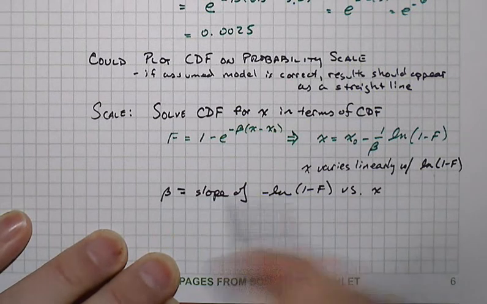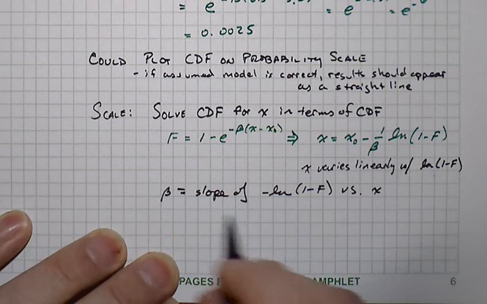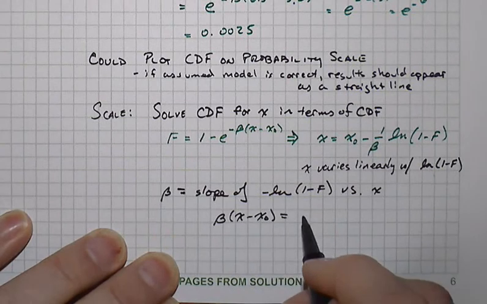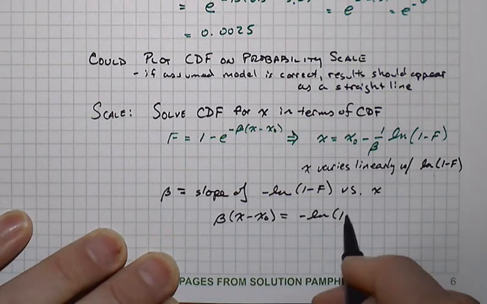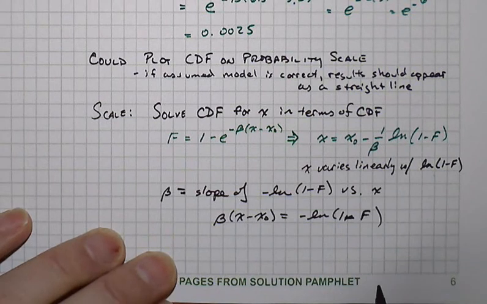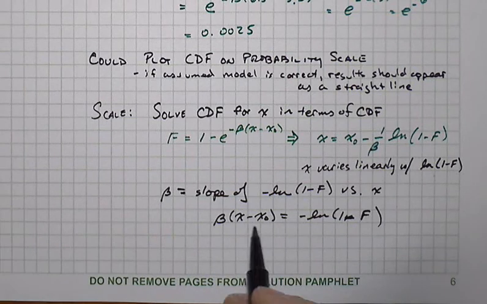Because we can turn this all around here. Let's make this look like something that we're more used to seeing, that you would have beta times (x minus x naught) equals minus the natural log of 1 minus F. Right, so there's your y equals your mx plus b.